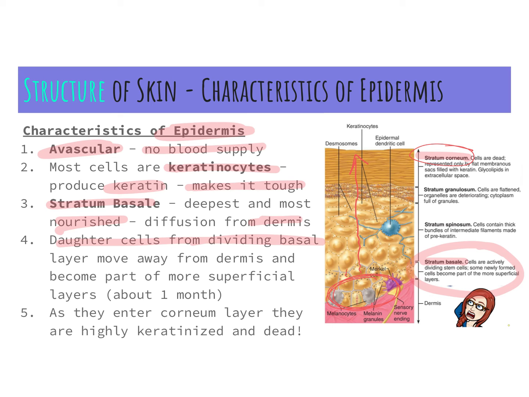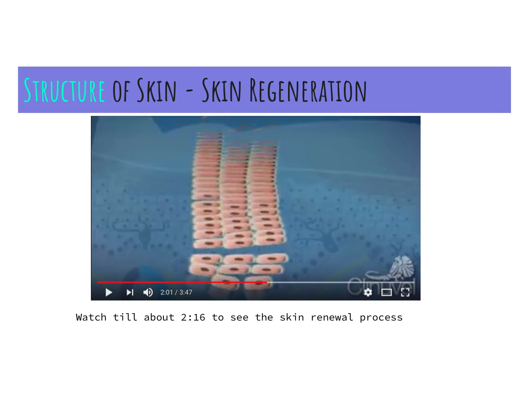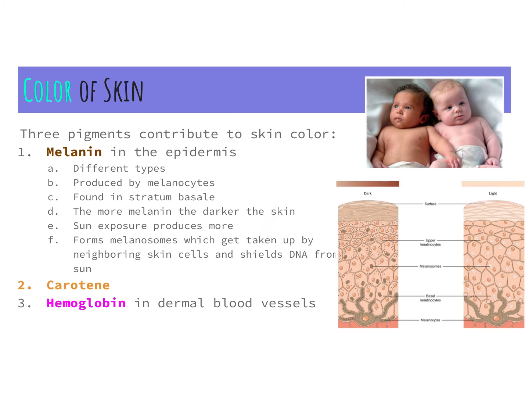This whole process of new cells reaching the surface takes about 1 month. And again, once they reach the stratum corneum, they're dead and highly keratinized. So the only actively dividing skin cells are in the deepest layer of the epidermis, known as the stratum basale. If you're following along in your notes right now, you have a link to this video, and it shows this process of skin regeneration happening.